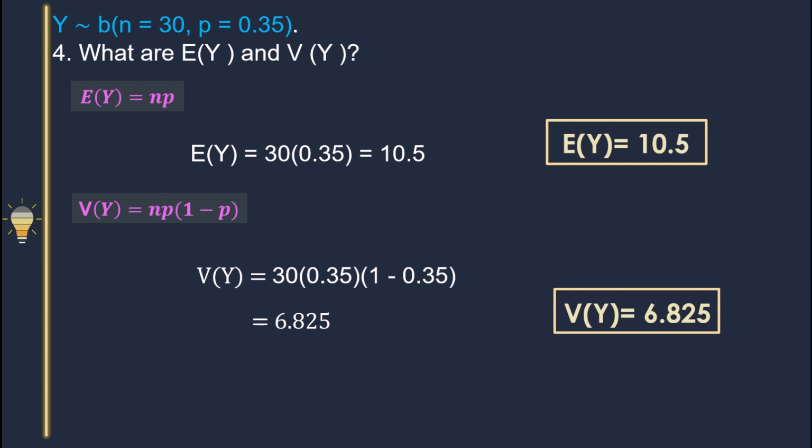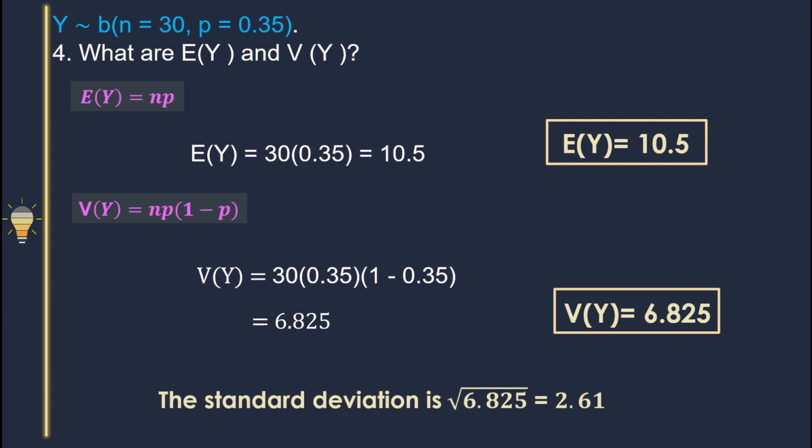Now we know the expected value and the variance. But how do we find the standard deviation? Standard deviation is the square root of the variance. Therefore, the square root of 6.825, which is 2.61.